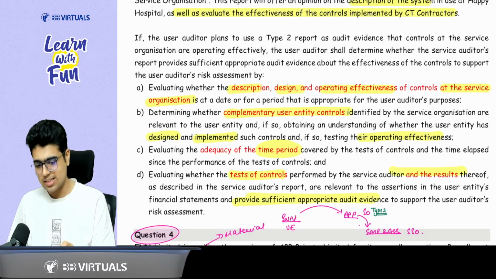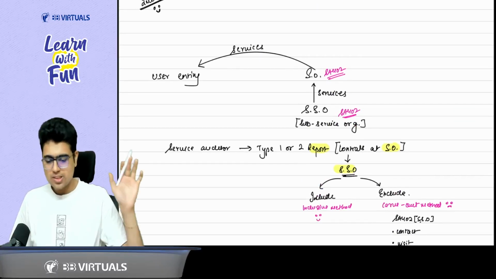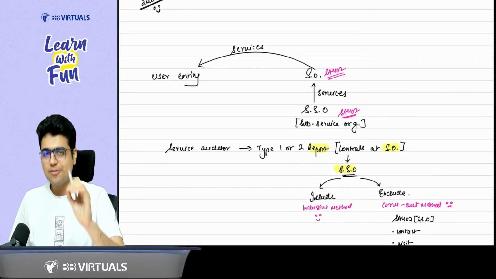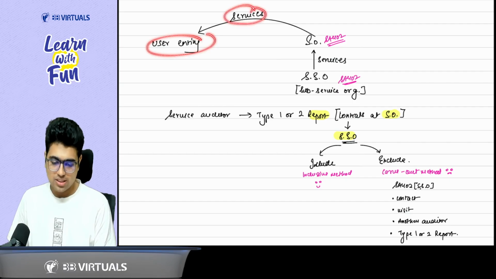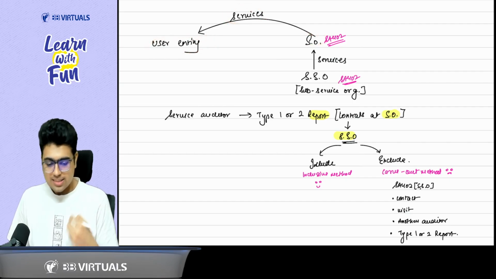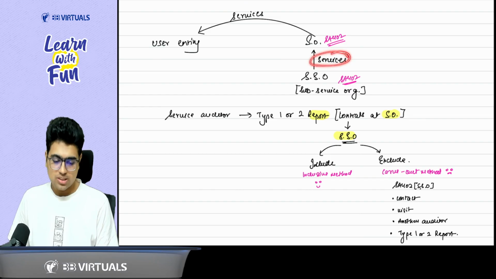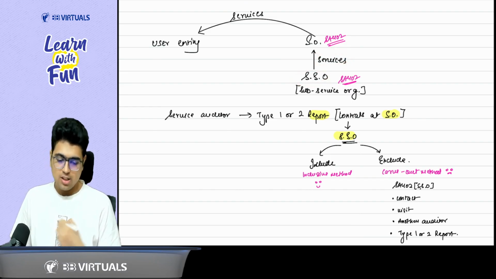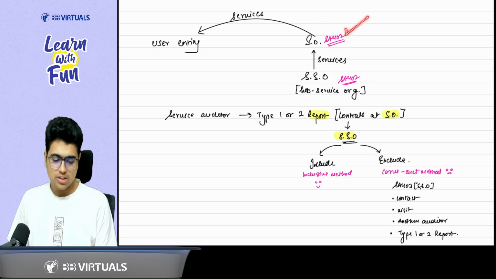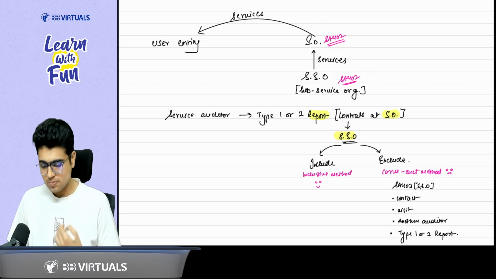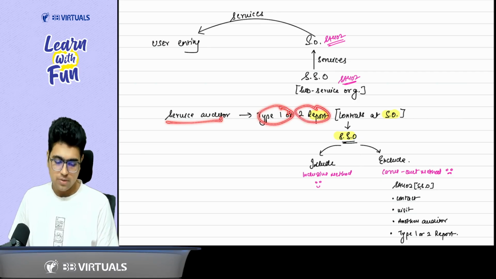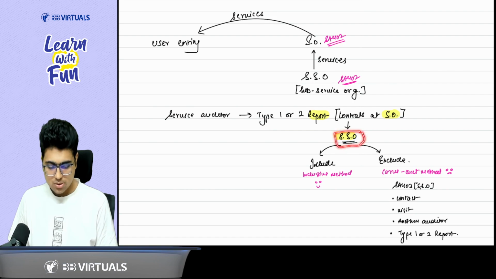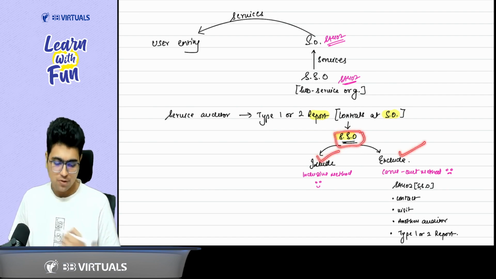Clear, boss? Clear, sir. Then we discussed a small concept. This concept is not given in the study material, but it is relevant for you to solve a question. Generally, a user entity outsources the service to a service organization. Sometimes the service organization also outsources the services to a sub-service organization. So the way SA 402 is applicable to the service organization, the same way it is applicable to the SSO. When the service auditor is providing the type 1 or type 2 report about the controls at the SO, in that, about the SSO, he can include the information or exclude the information.